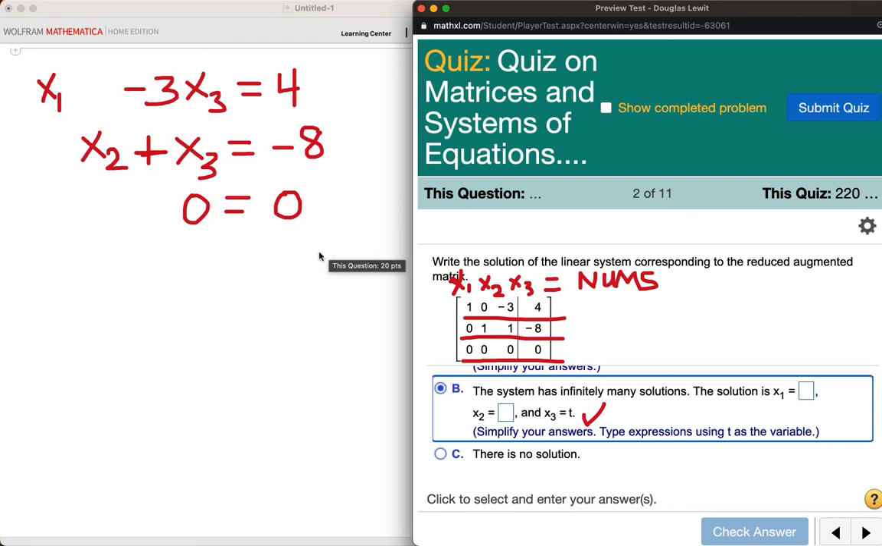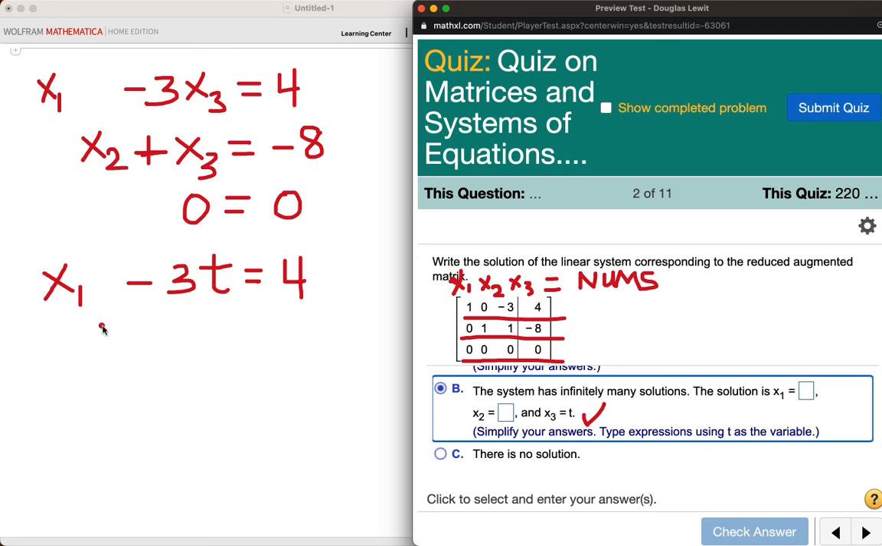Hooray. Okay, so this is what we have. x3 is now equal to t. You could set it equal to anything. You don't even have to change it to t, you could leave it as x3 if you really want to, but in your book, they want you to change it to t, okay? So x1 minus 3t is equal to 4.